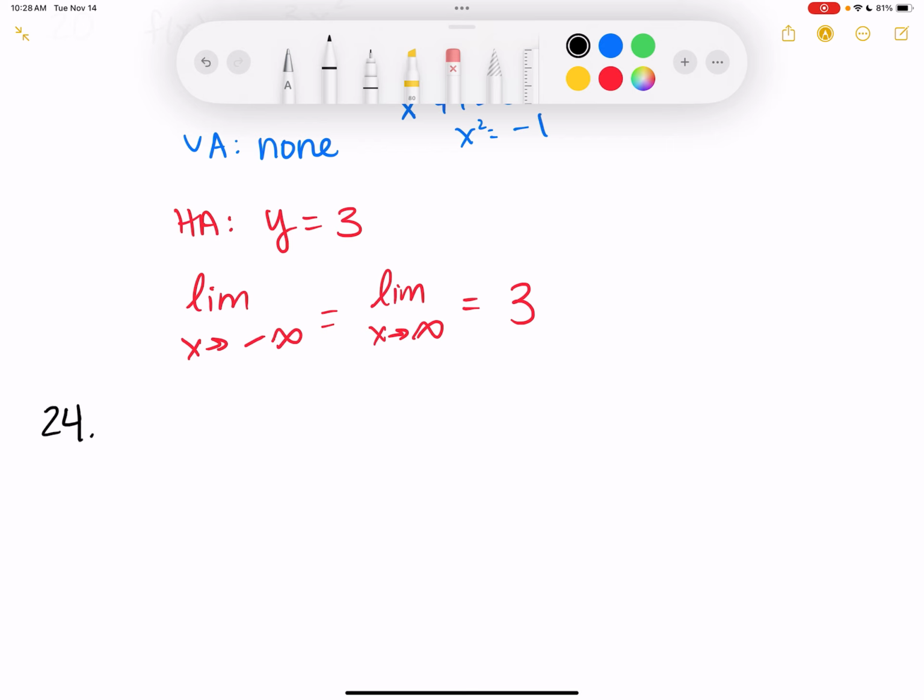All right, 24. These ones say to find the asymptotes and the intercepts of the function and graph the function. We're doing everything but the graphing part. g of x is equal to (x plus 2) divided by (x squared plus 2x minus 3).